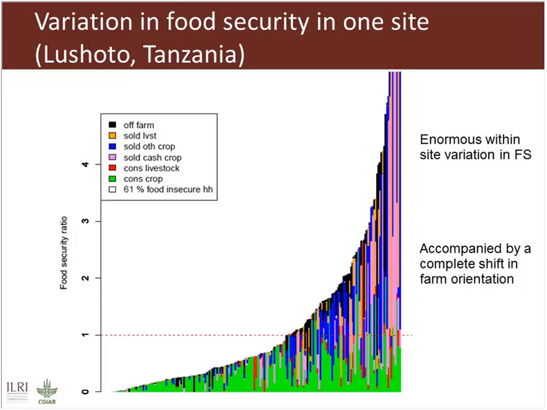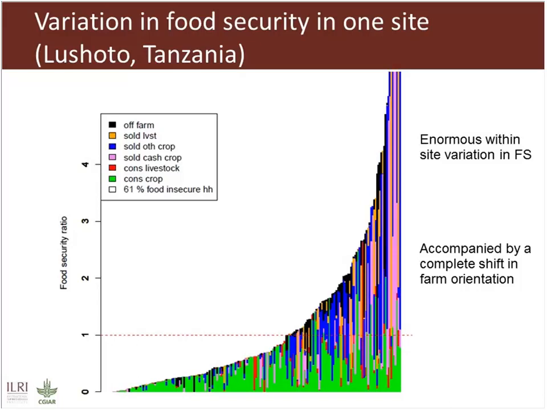And what you see is, within that same site, an enormous variation in that food security score. And that variation is also accompanied by different strategies. And those different strategies are represented by the different colors. So for example, in green is the consumption of food crops. In blue is the sales of food crops. Pink is the sales of cash crops. What else? We have livestock in red, and livestock in orangey is the sales. And in black, it's off-farm income.